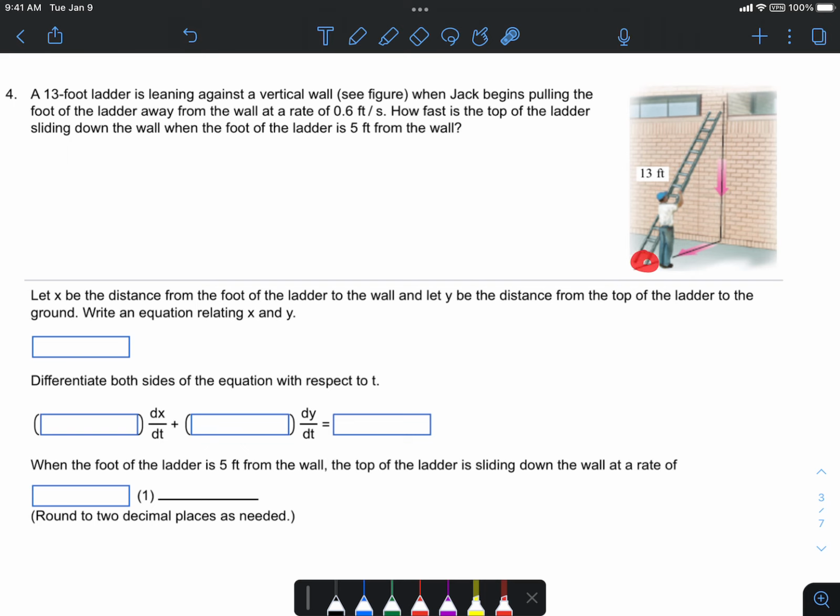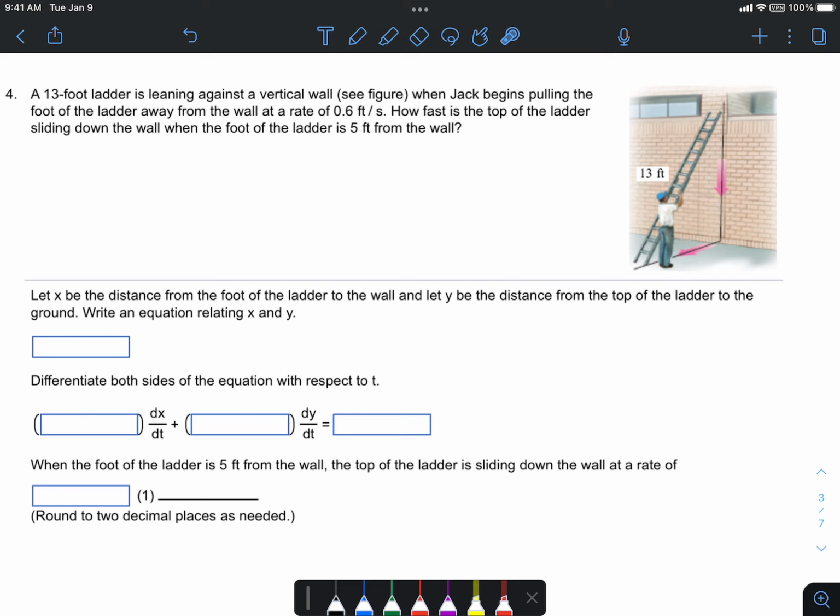So Jack is pulling this extremity of the ladder away from the wall at a rate of 0.6 feet per second. How fast is the top of the ladder sliding down the wall when the foot of the ladder is 5 feet from the wall?